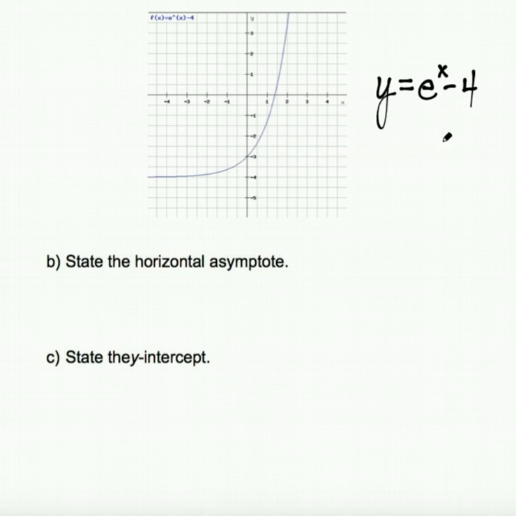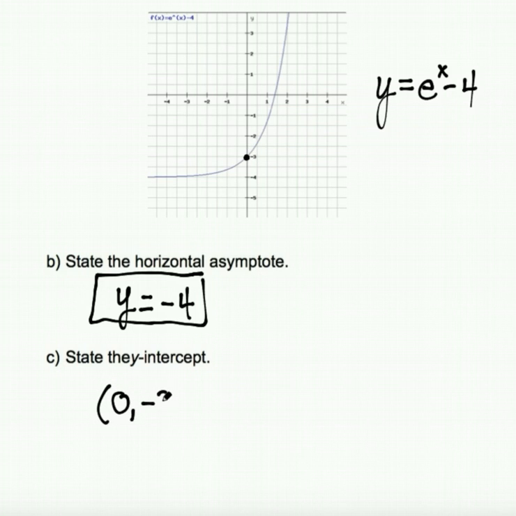So we graphed using transformations, and we talked about the new horizontal asymptote and the new y-intercept. So the horizontal asymptote we know went down 4, so the new horizontal asymptote is y equals negative 4. Remember, an asymptote is the equation of a line. And the new y-intercept, well, you can clearly see right here it's crossing at negative 3. So my y-intercept is 0, negative 3.